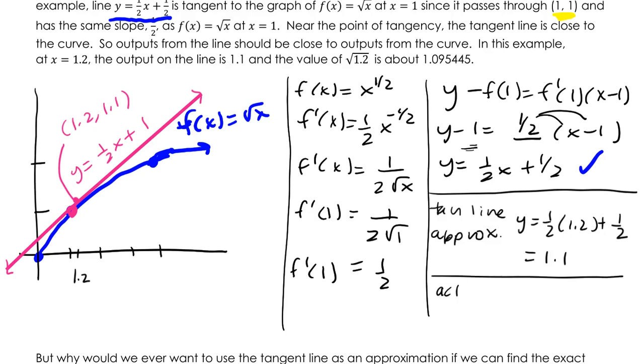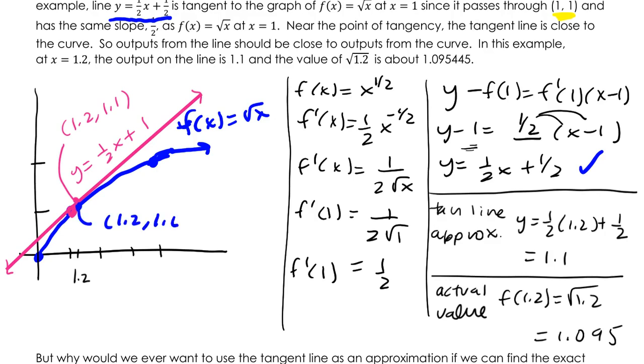Well, the actual value is going to be f of 1.2. The function was the square root of x. If you look up here, that's what this curve is right here. So if we sub a 1.2 in, out you are going to get square root of 1.2, which is 1.095. So this point on the curve itself, which is right below it, is 1.2 comma 1.095.